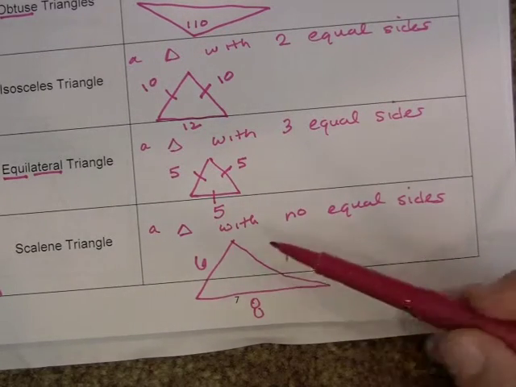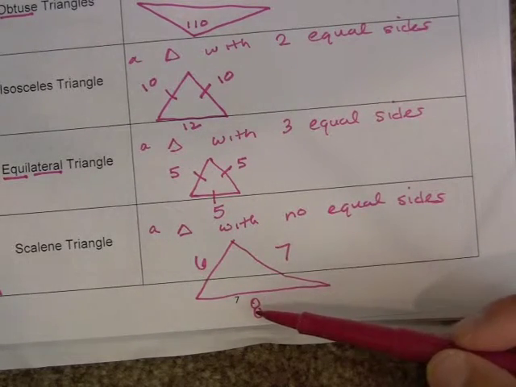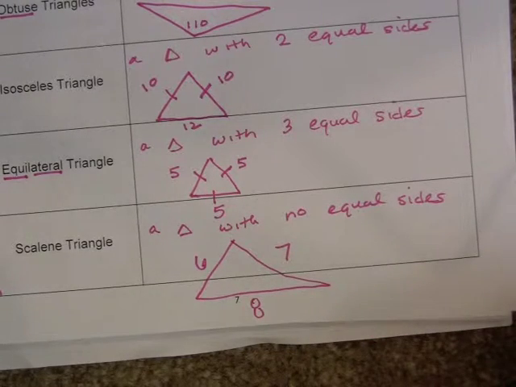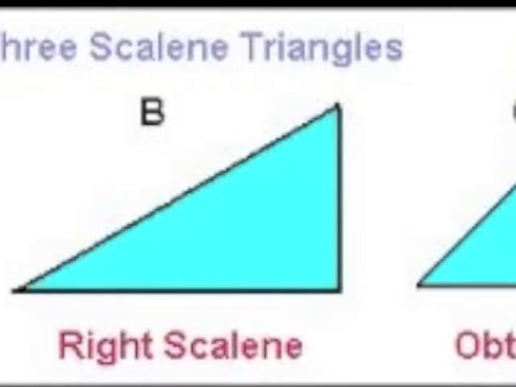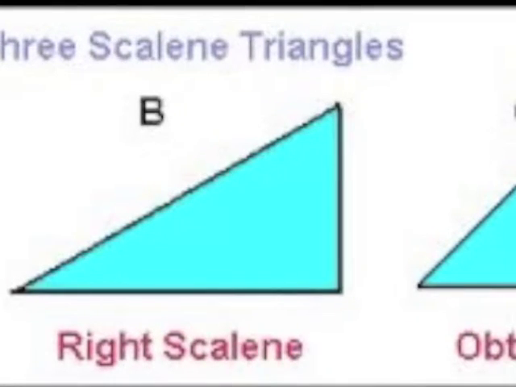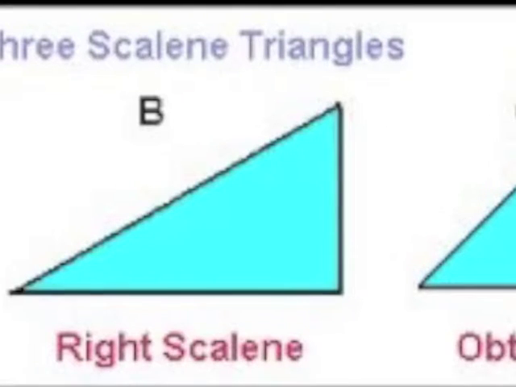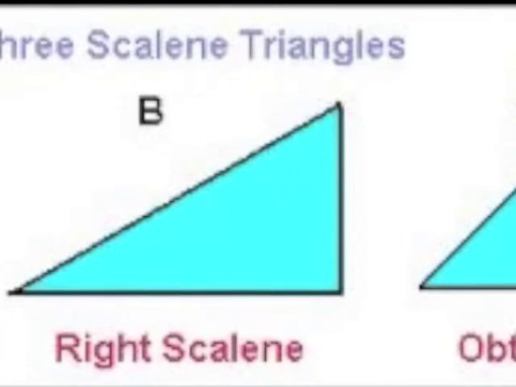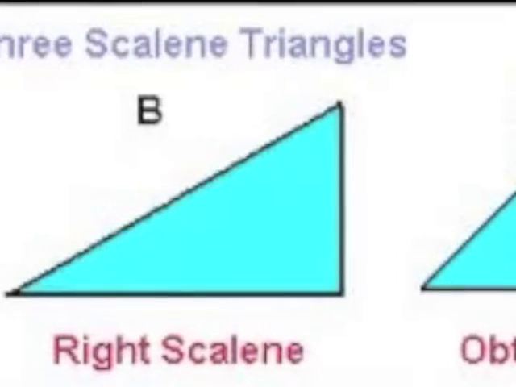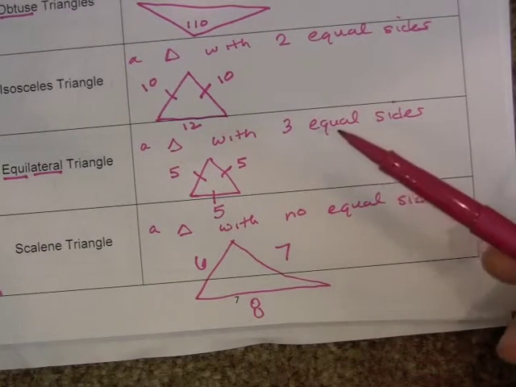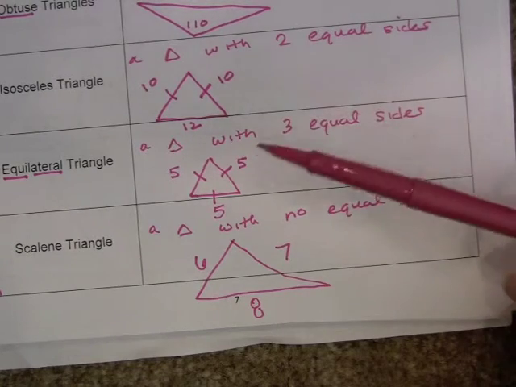This would be scalene because 6, 7, and 8, none of them are the same. So that's a scalene triangle. Any questions on how to classify by angles or sides?